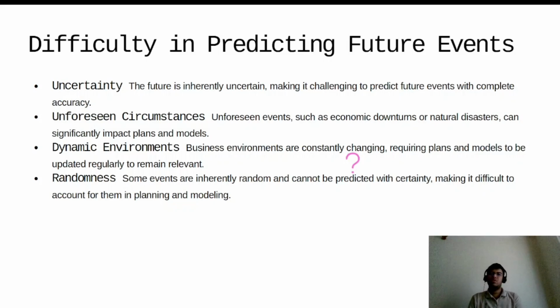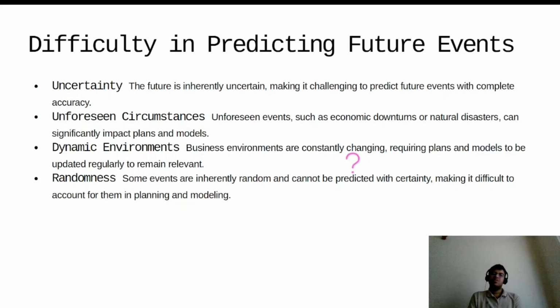Now first one is uncertainty. As we know, future is uncertain, which can make a challenge to predict the future events with complete accuracy. Second is unforeseen circumstances such as economic downturns or some natural disasters can affect the time for project completion and model making. Next is dynamic environments.